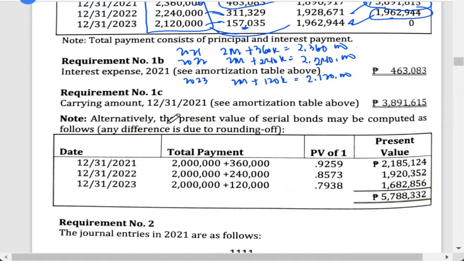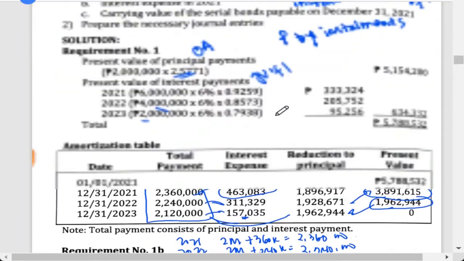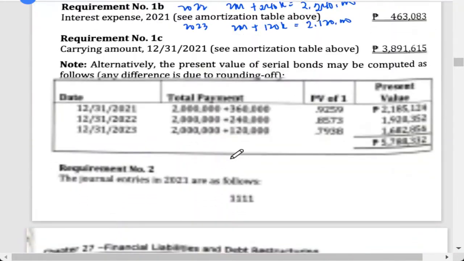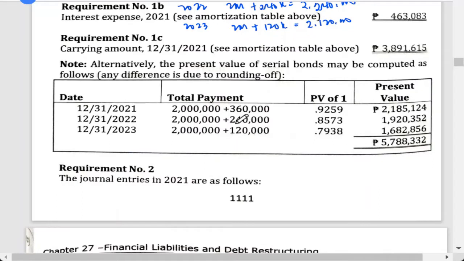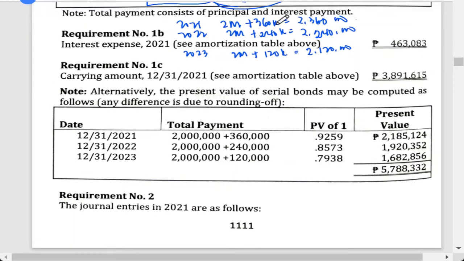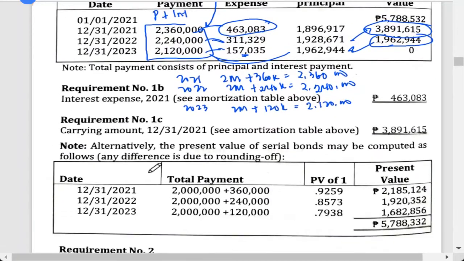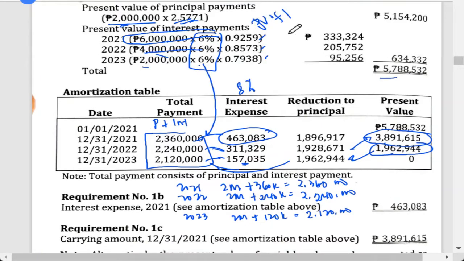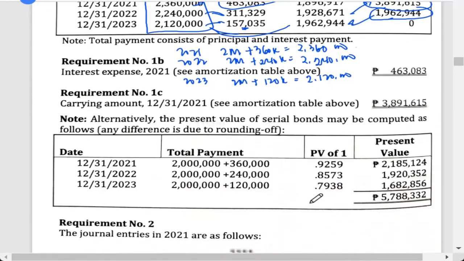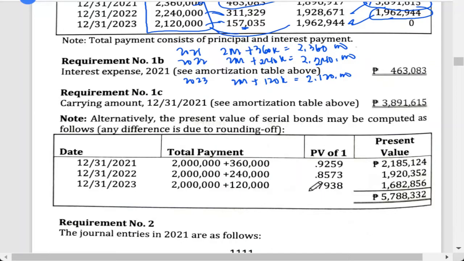So there's also an alternative computation to get the present value of the bonds. If we don't like this, we can do it this way. Same as what I computed earlier, you get the principal payments and the interest for each year, and you multiply it by the present value factor. Actually, this is the shortcut. With this factor, present value of one for all, you don't have to compute the present value of an ordinary annuity separately, right? You can just use the present value of one.